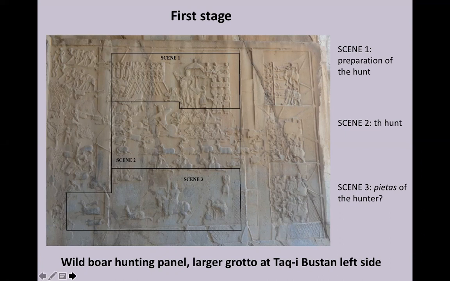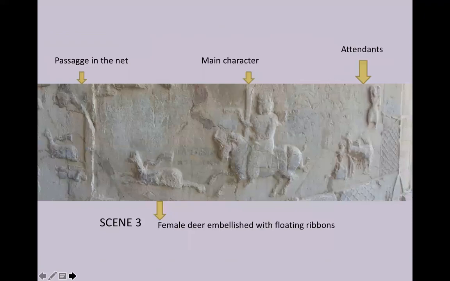I have called it the pietas of a hunter, the piety of this hunter, probably Bustan, who is not killing the animal. Maybe in the next slide, I can show you better. You see, the hunter is holding probably the quiver in his right hand, and he has his bow positioned on his chest. So he's not going to kill the animal. The animal is probably a female deer with some ribbons, you see, floating in the air.